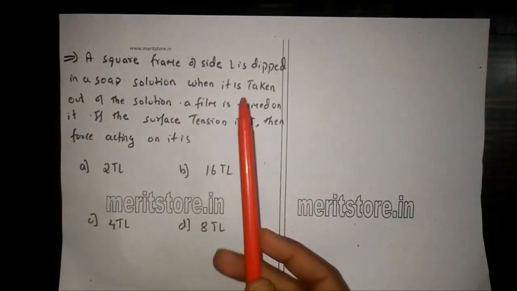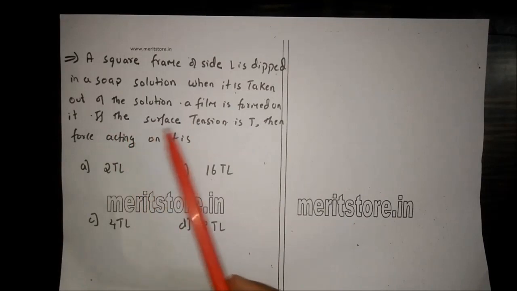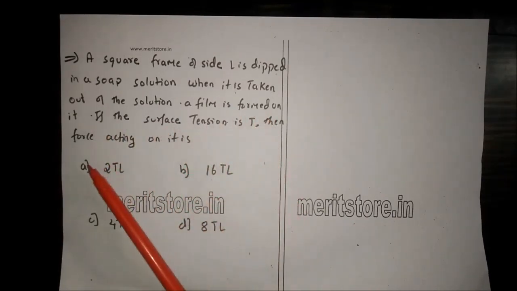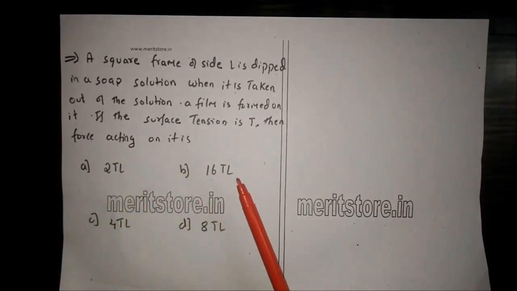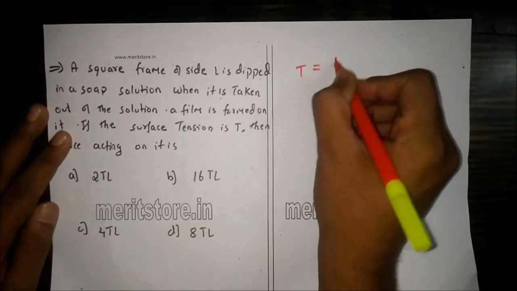A square frame of side L is dipped in a soap solution. When it is taken out of the solution, a film is formed on it. If the surface tension is T, then the force acting on it is A 2TL, B 16TL, C 4TL, and D 8TL. Now we know the surface tension is given by the formula work done upon the area, or force upon the total length.